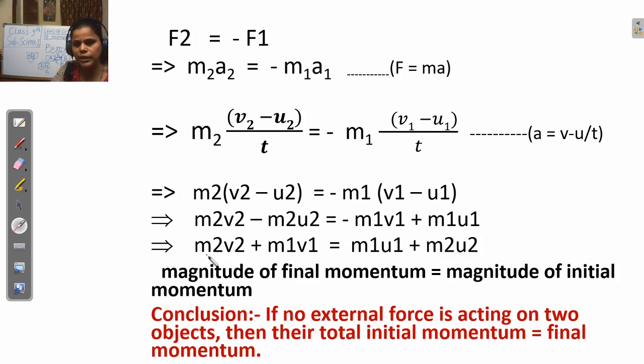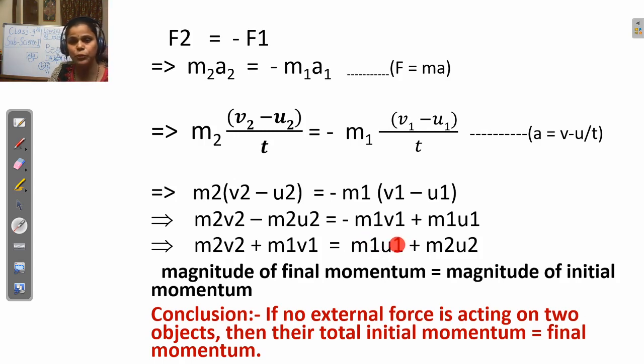Now see what m2 v2 is: the final momentum of object B. m1 v1 is the final momentum of object A, because v is the final velocity. So on the left hand side we got the final momentum of object B plus the final momentum of object A. And on the right hand side, m1 u1 means initial momentum, because u is the initial velocity.